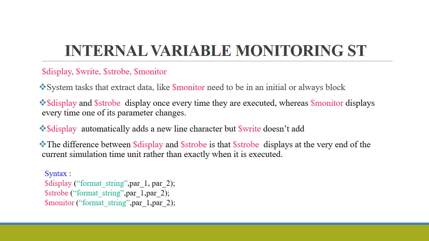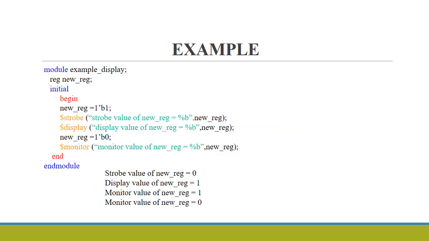Dollar display automatically adds a newline character, but dollar write doesn't. The difference between dollar display and dollar strobe is that dollar strobe displays at the very end of the current simulation time rather than exactly when it is executed. So these are the syntaxes for variable monitoring: display, write, strobe, and monitor. This is the example.